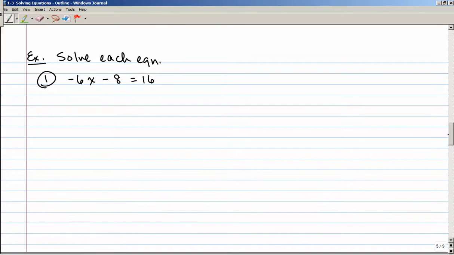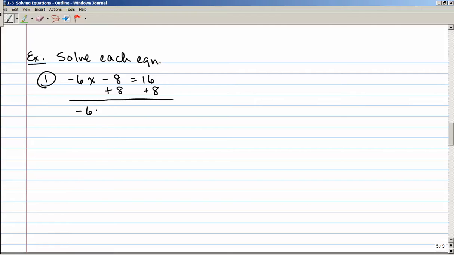So let's solve a few equations, if you remember some of this from Algebra 1. The main idea here is to get x all by itself, figure out what number x stands for, and to do that I'm going to undo backwards whatever is done to x. So I'm going to start the furthest away from x. So I have negative 6x minus 8 equals 16. So I'm going to start by adding an 8 to both sides.